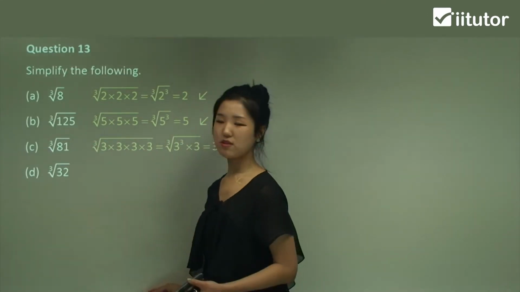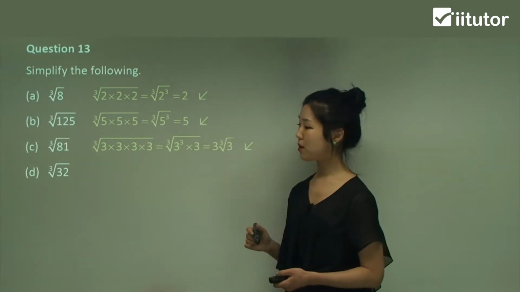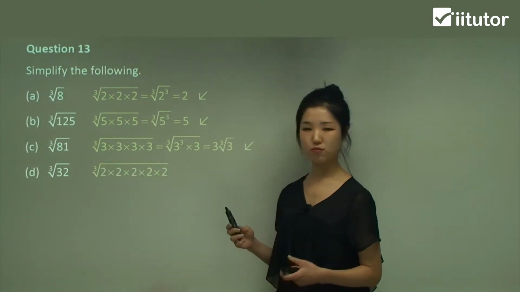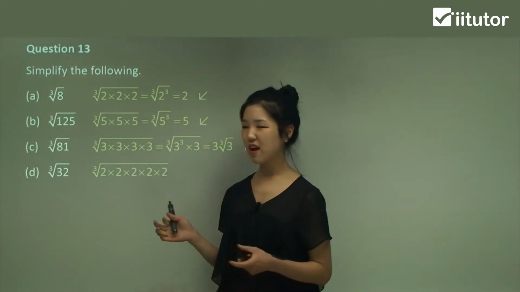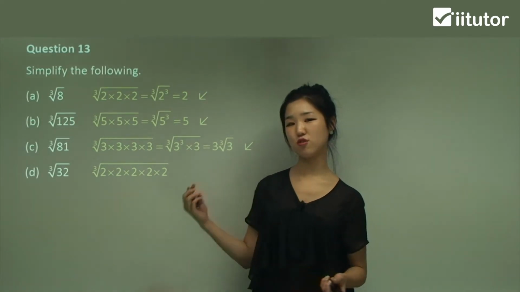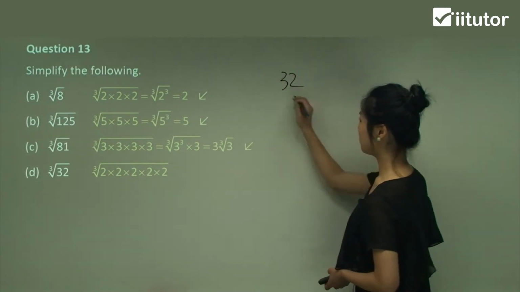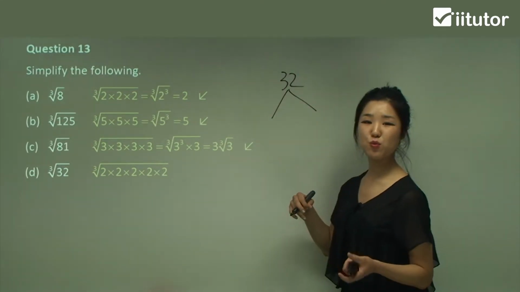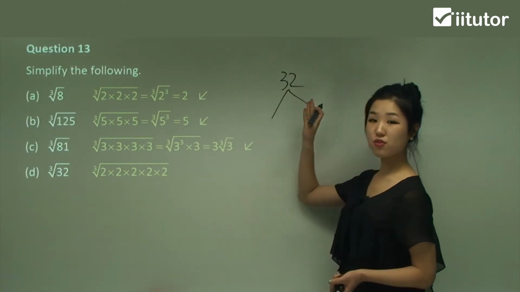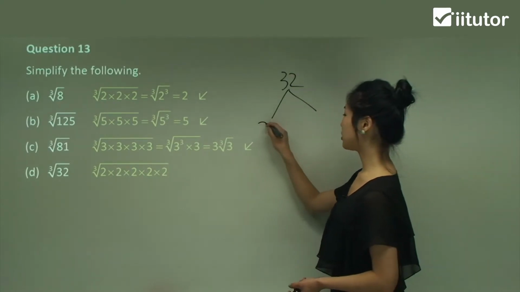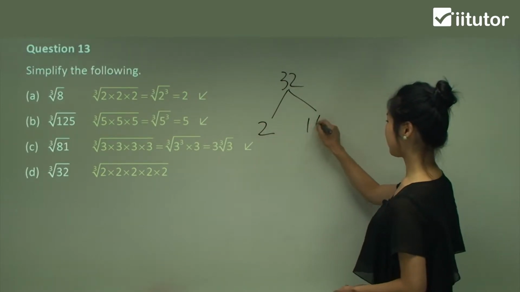Now I know that 32 is not going to be a perfect cube. So what I'm going to do is change that to 2s. So there's 1, 2, 3, 4, 5. 2 to the power of 5 is 32. Now guys, if you don't know how to calculate these, you can use the tree method, the tree diagram. So you put the 32 at the top and then try to break it down into its prime factors. So I can clearly see that 32 is divisible by 2. So I'm going to put 2 here. 32 divided by 2 is 16.